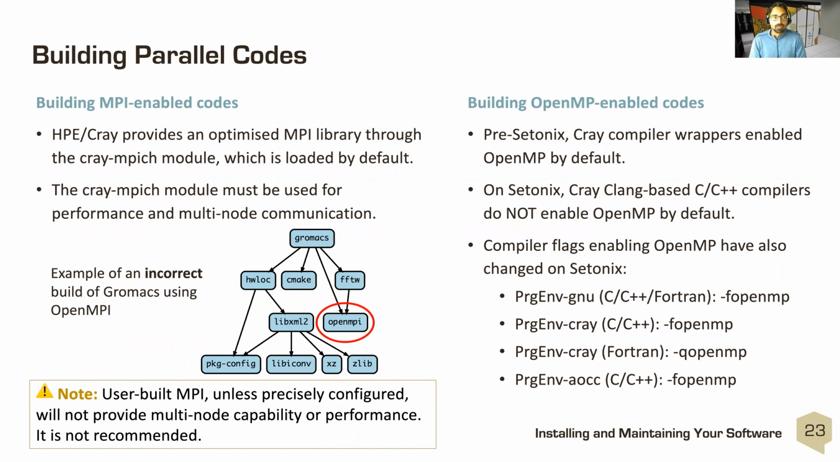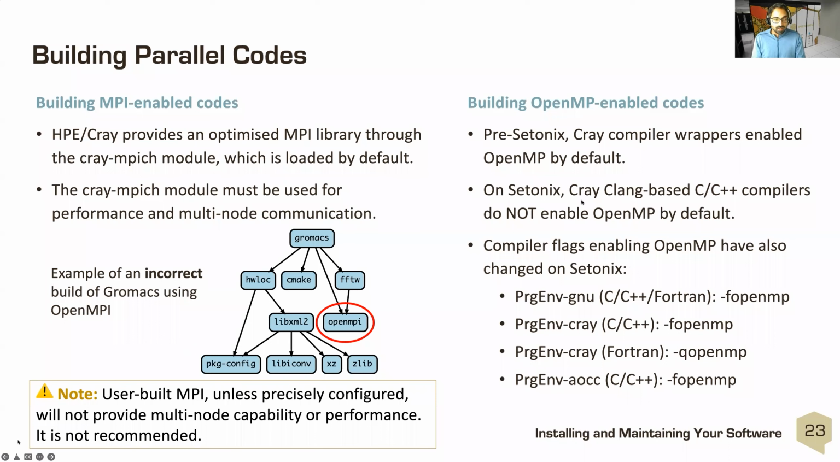So building parallel codes. This is something critical in building MPI codes. HPE Cray provides an optimized MPI library through the cray-mpich module. This module is set up to have the MPI build specifically for the interconnect that is on Setonix and also optimized for that interconnect. The cray-mpich module must be used for performance and multi-node communication. If you were building software and before using your own builds of MPI or something else, that's not possible. That will essentially limit your ability to do multi-node communication and performance as well.